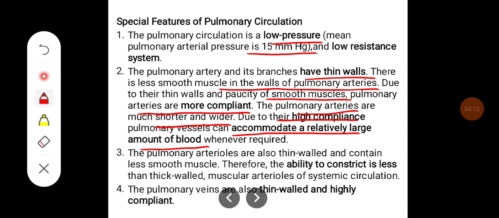Pulmonary arterioles are also thin-walled and contain less smooth muscle. Therefore, ability to constrict is less than thick-walled muscular arterioles of systemic circulation. The pulmonary veins are also thin-walled and highly compliant.